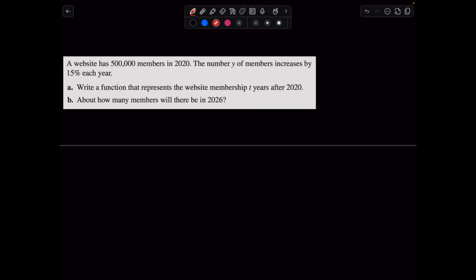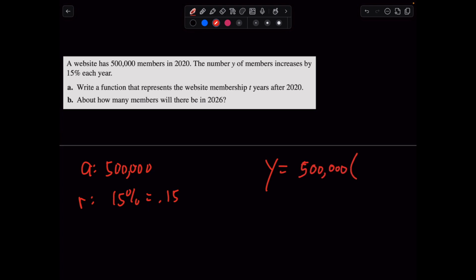All right, similar problem here. Website has 500,000 members in 2020. The number Y of members increases by 15% each year. So again, growth. So write the function, okay. A is 500,000. R is 15%, which means 0.15. So let me write my equation. Y equals 500,000, parentheses, 1.15 to the t. I skipped the whole 1 plus 0.15 step because that just seems useless to me.